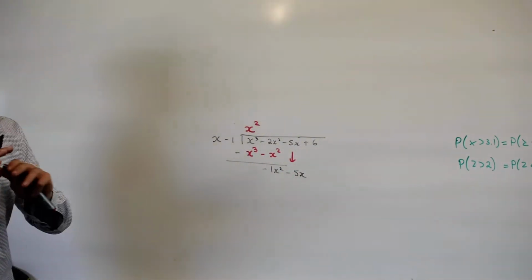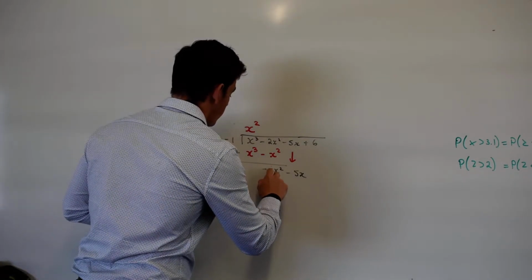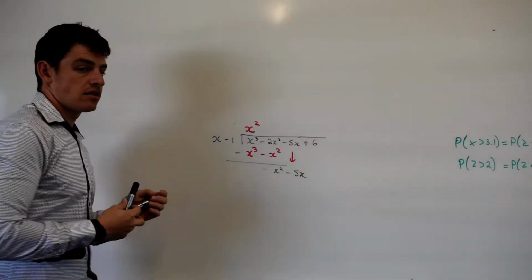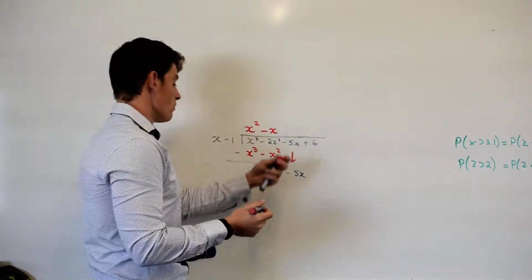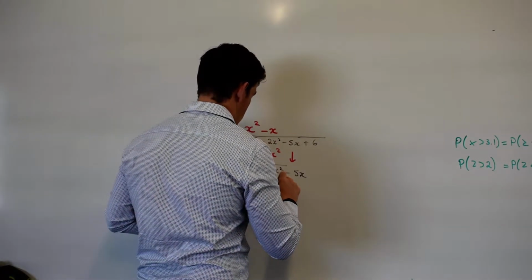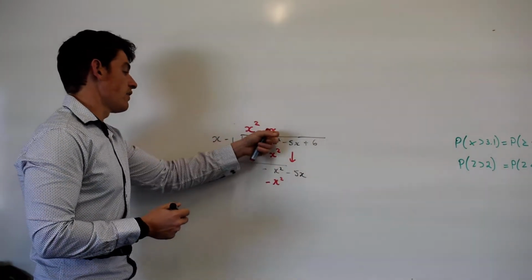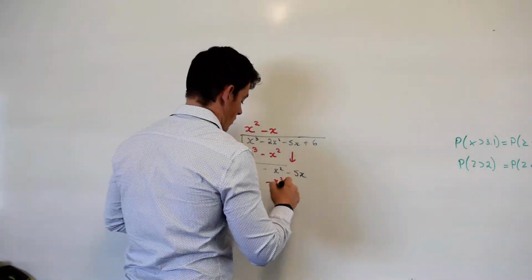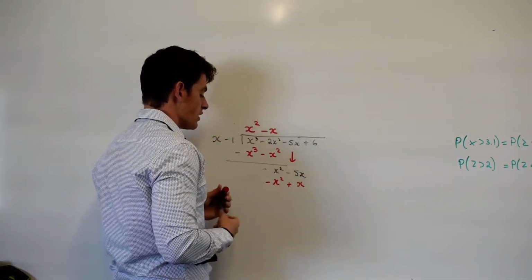Restart the process. I've got a new line. So I say, well, how many times does negative x squared go into x? Negative x times. I multiply down again. Hot tip, it's always the same on both. Negative x goes into, negative x times negative 1 is? Plus x. I then subtract these.